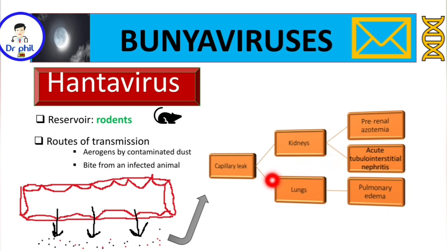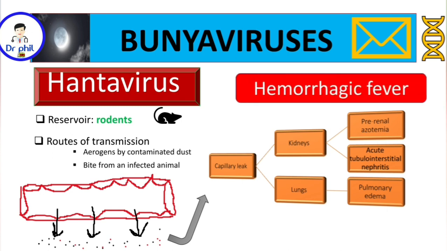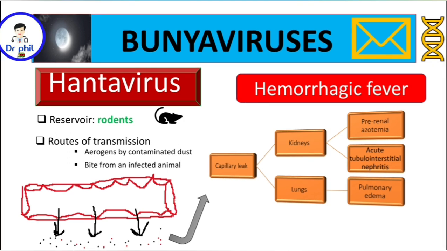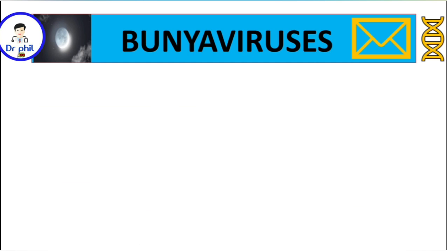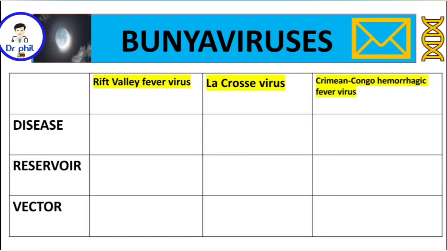If it occurs in lungs, this will cause pulmonary edema, right? And as you can see here, leakage from the capillary to the interstitial space, right? So that's edema, right? In severe cases, the hantavirus can cause hemorrhagic fever. So that's all you need to know about the hantavirus, right? So let's just go through the other 3 viruses, right?